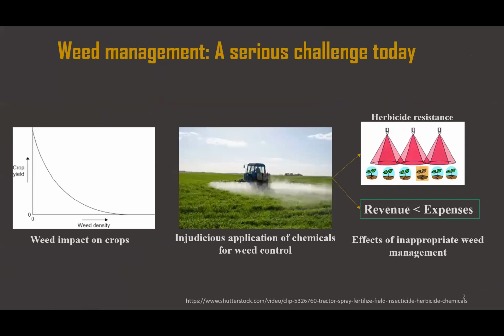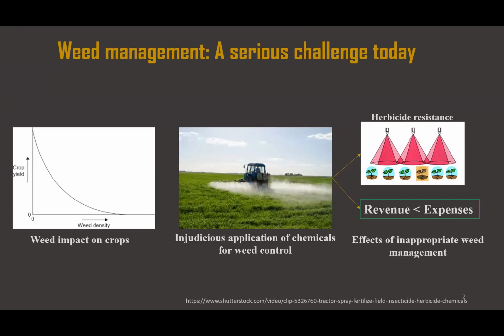So, as we all know, weeds are bad and can cause significant impact to crop yield. In the US, chemical application has been the most dominant means of weed control. Because of this dominance, a lot of times farmers end up spraying herbicide injudiciously in the field. Because of this injudicious application of chemicals, we are seeing dire problems like herbicide resistance in plants. And sometimes, because of unwise use of herbicide in the field, farmers have more expenses compared to the revenue, which is not what they want.